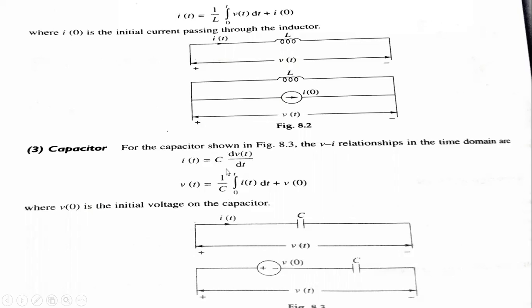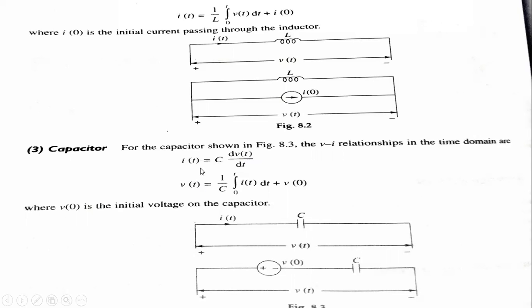So 1 by C will be the integral from 0 to t of I of t dt. This same equation we are converting, we are writing for V of t. Once you write one of the equations, the other you can find easily. If you are writing I of t, then definitely V of t will be on the right hand side, and the other will go on the left hand side.